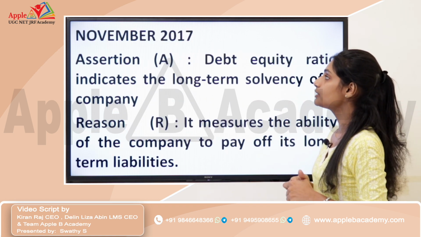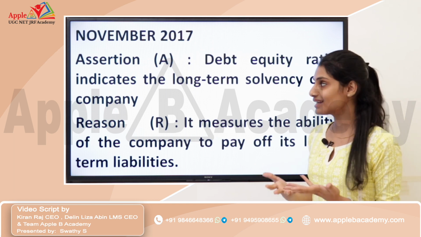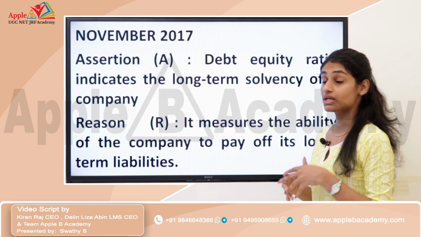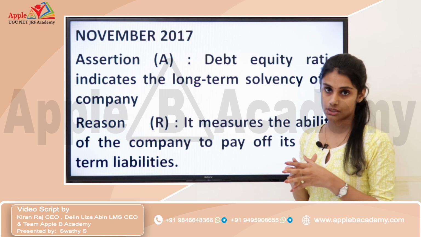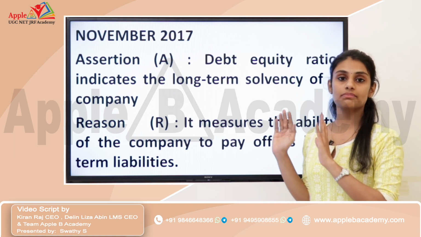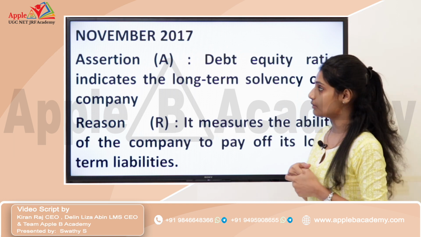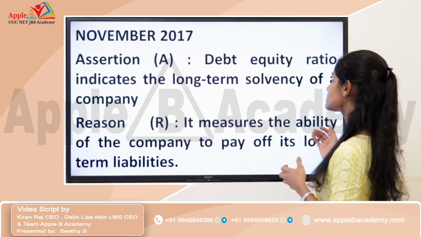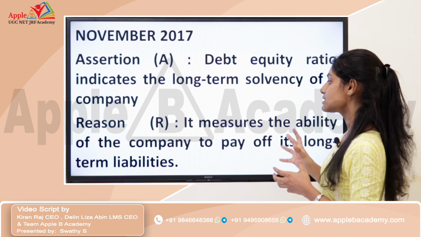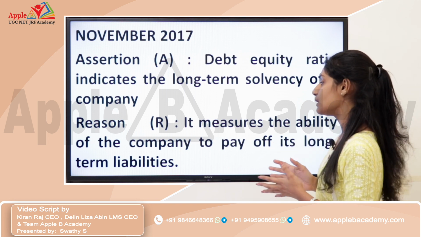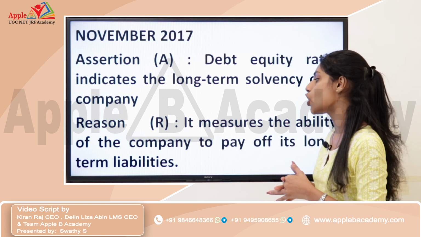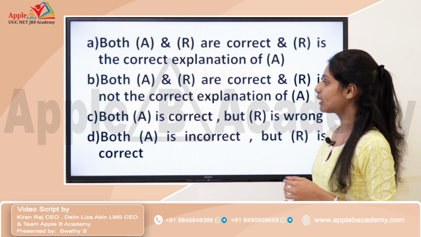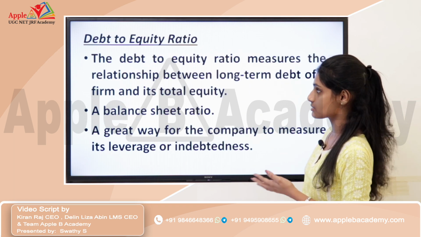Next question, from November 2017. This is again an assertion reasoning question. So you can expect more questions like assertion reasoning and match the following from the area of ratio analysis. The assertion is given as: debt equity ratio indicates the long term solvency of a company, and the reason is given as: it measures the ability of the company to pay off its long term liabilities. Again we have the same options as we discussed earlier.